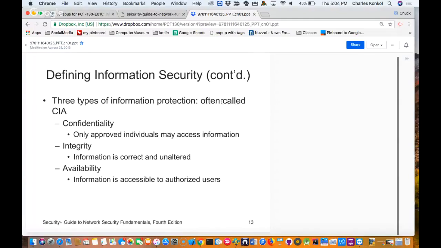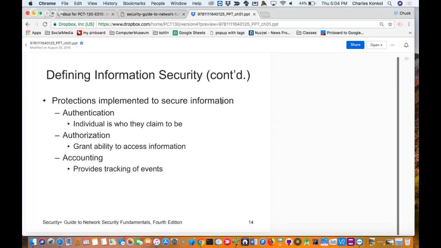That's generally not good. And that company probably wouldn't stay around too long if that happened. Now, protections implemented to secure information: authentication, authorization, and accounting. So authentication is you are who you say you are when you authenticate.